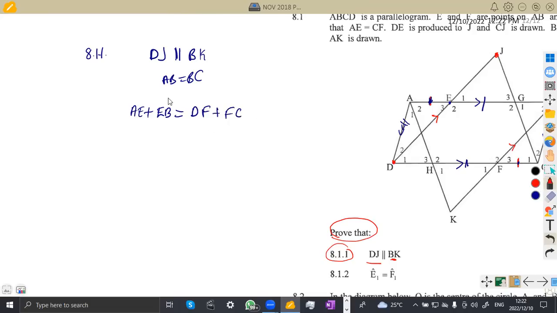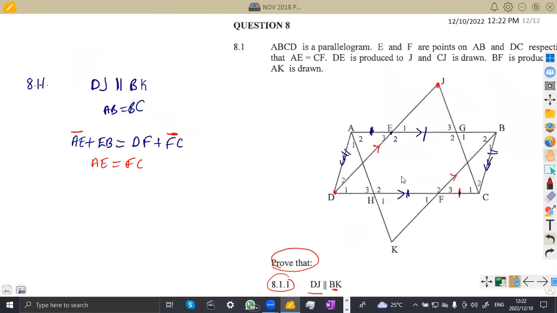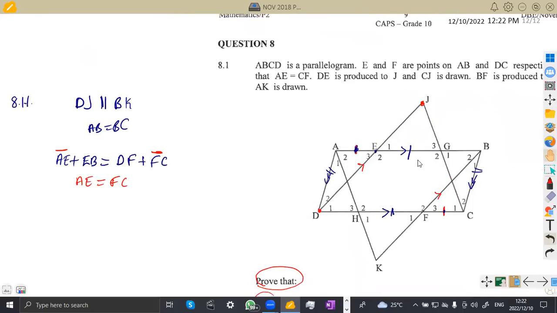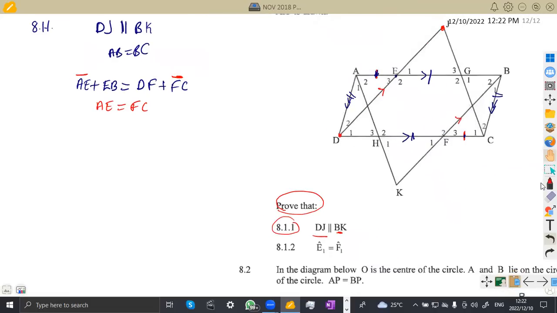But remembering that these two are equal, AE and FC, because that one we are already given. AE is equal to FC. We are given here, and also on the diagram, we can see it. So if AE and FC are equal, and we add these two, it means the remaining two sides are equal. So definitely EB is equal to DF.